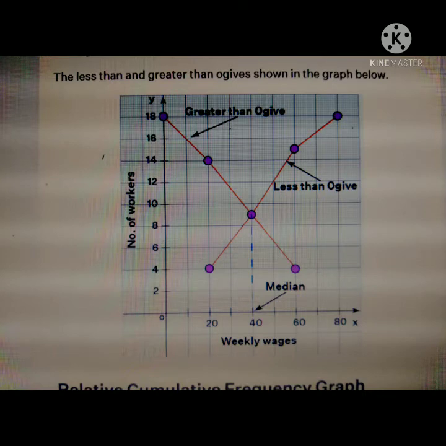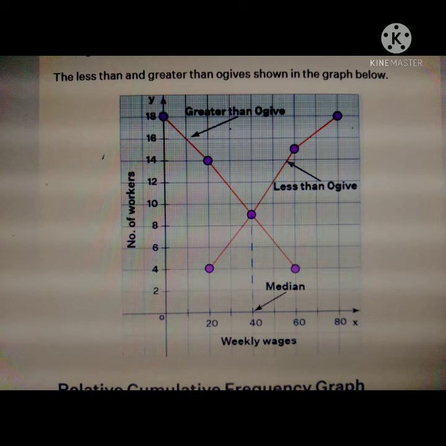So for the greater than curve or ogive, mark the lower limits of class intervals on the x-axis and take the greater than type cumulative frequencies on the y-axis. So for plotting greater than type curve points, 0 is against 18, 20 is against 14, 40 is against 9, and 60 is against 3. These are plotted on the graph, and joined also by freehand to obtain the greater than type ogive.